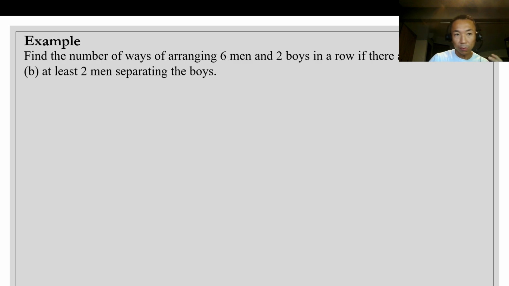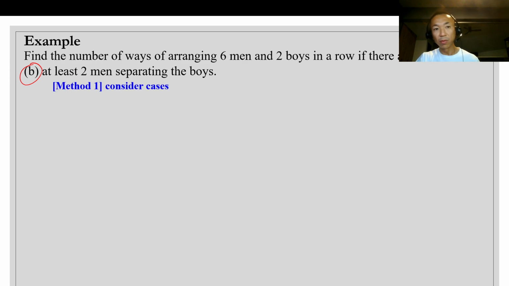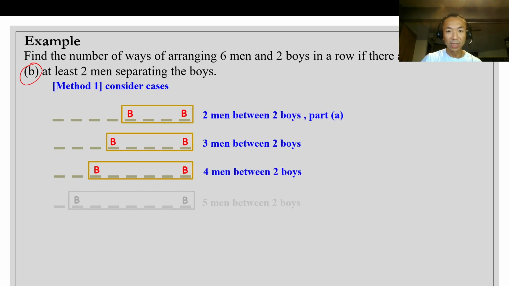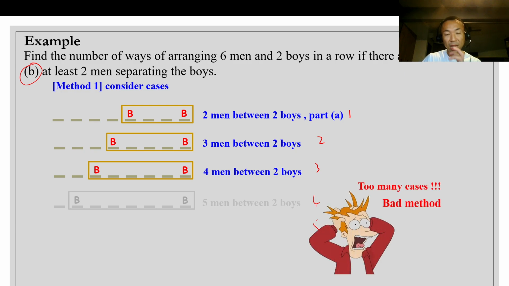Next, part B, you want at least 2 men separating the boys. At least 2. That means it can be 2, it can be 3, it can be 4. The most intuitive thing many people will do is you consider cases, right? It can be 2 men separating the boys, 3 men, 4 men, and on and on. And it could be even 6 men separating the boys. So if you look at it, it's 1, 2, 3, 4, 5 different cases. To me, it is too many cases.